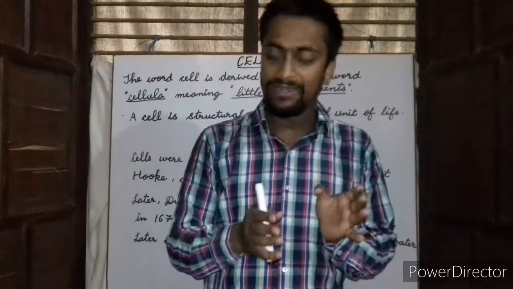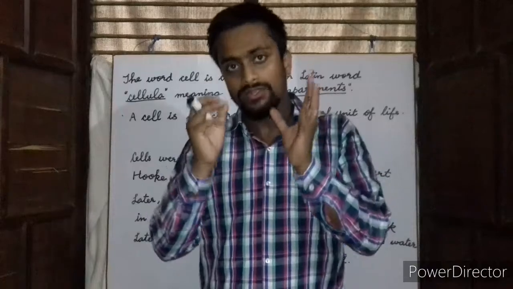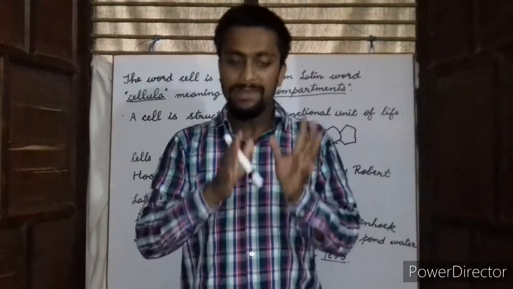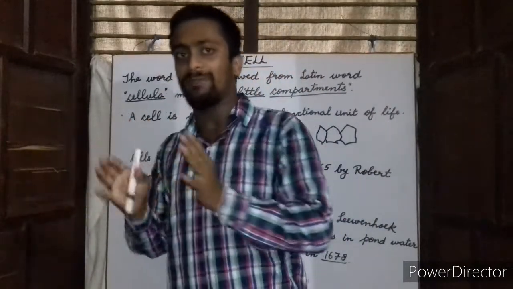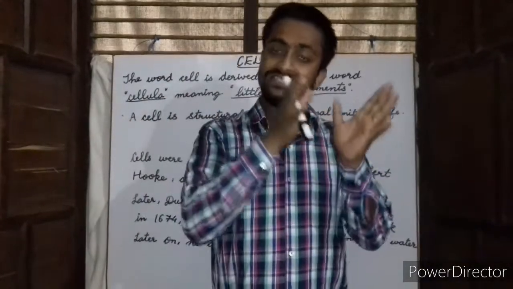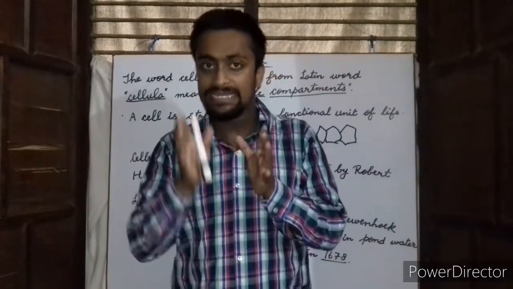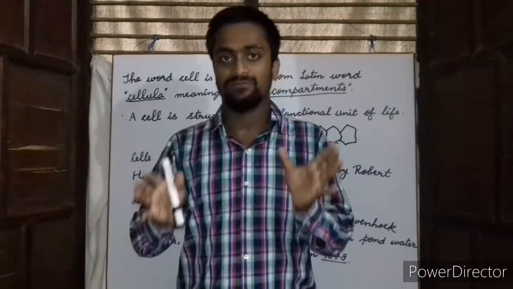Later on, in 1674, a Dutch microscopist called Anton Von Leeuwenhoek made an improved microscope, and with the help of this improved microscope, he observed some free living cells in pond water. Later on, in 1678, he discovered the sperm cells.